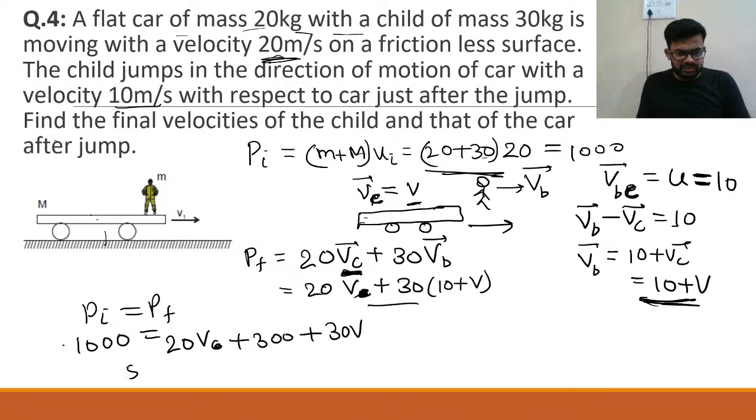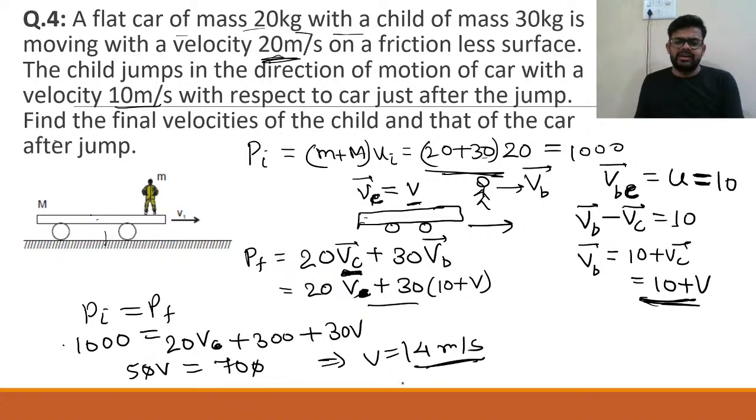20 plus 30 is 50 V. That will be equal to 1000 minus 300, which is 700. This is cancelled and we are getting V equals 14 meter per second. So we got the velocity of the car, right? Velocity of the car is 14 meter per second, and positive means rightward only. So that's all. This is the answer. Velocity of car is 14 meter per second.